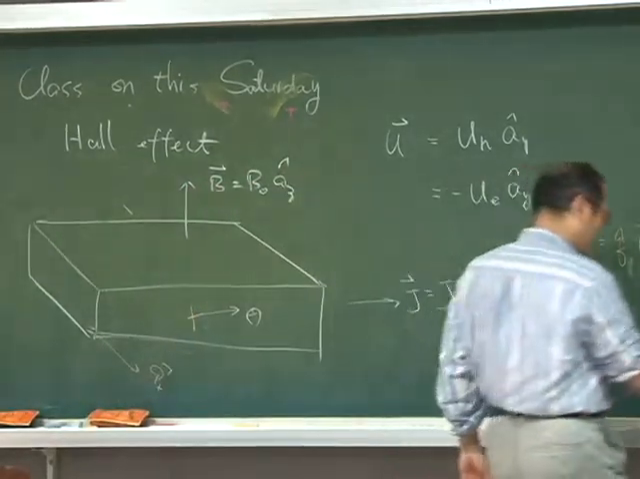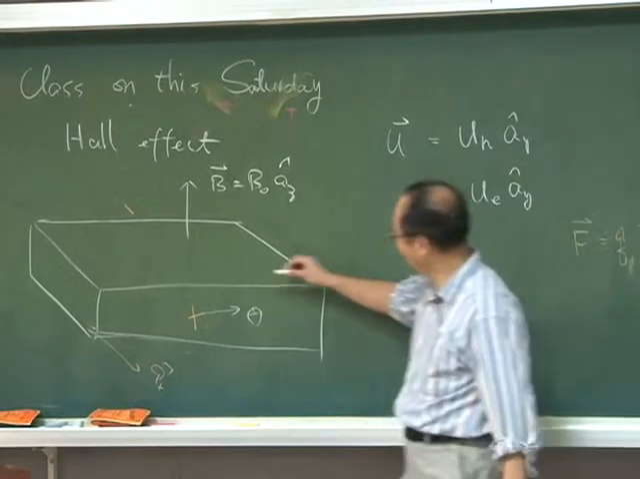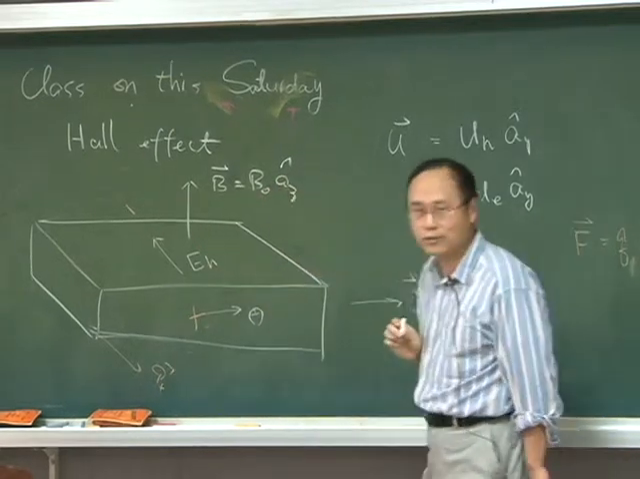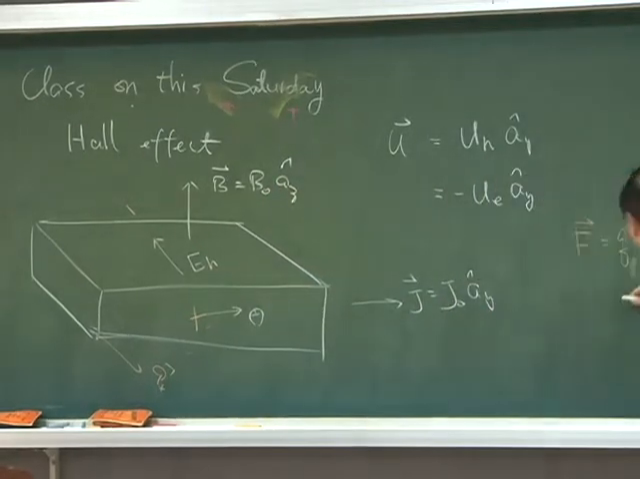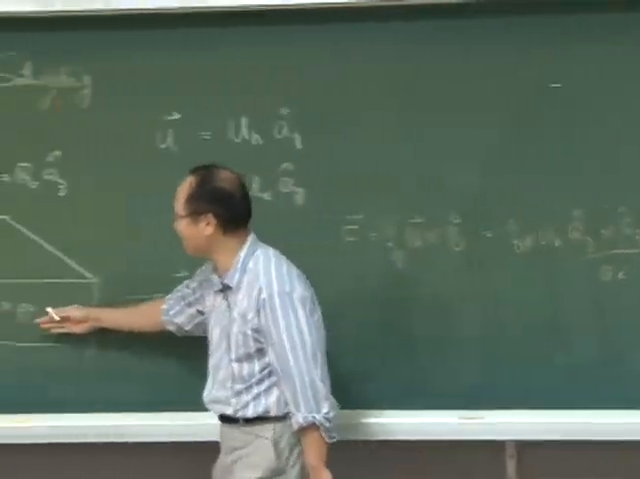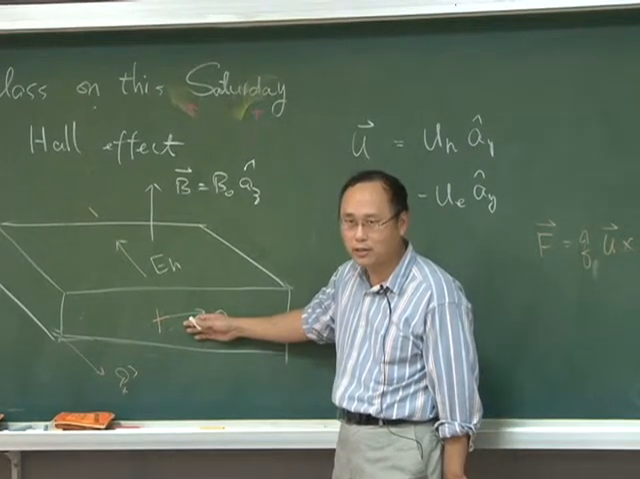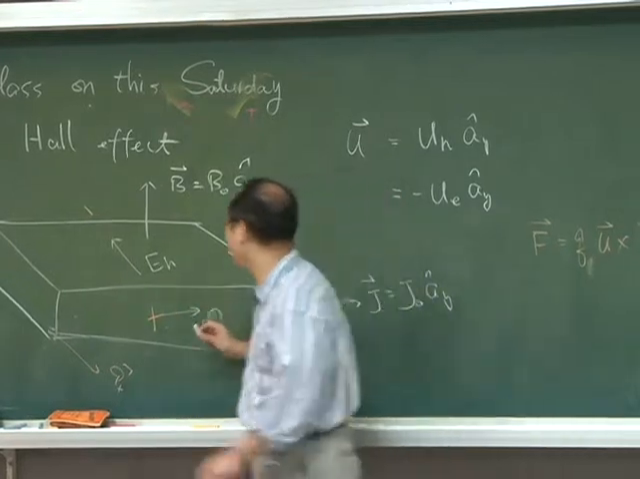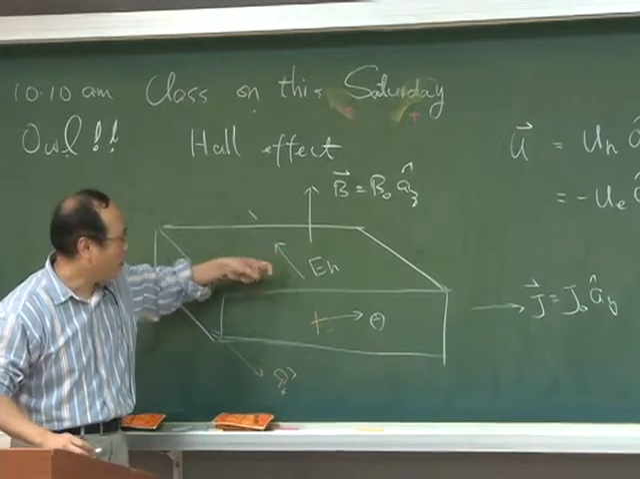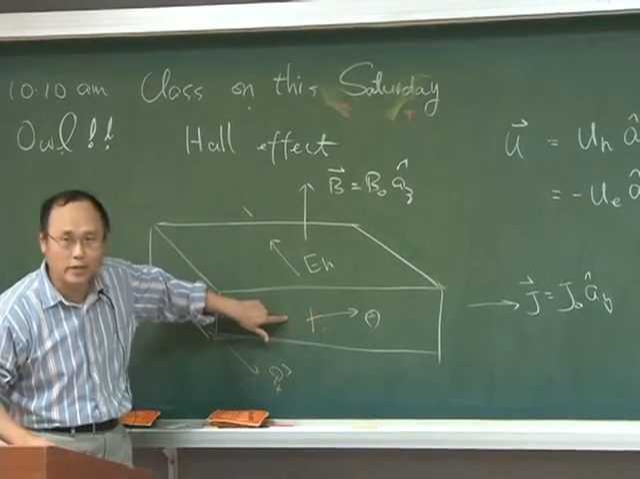Now, this electric field is going to go this direction. Let's call this Hall field. At steady state, you're going to accumulate charges, hole charge on this side. Therefore, you create an electric field from here to here. This is going to be against the motion of the hole to this direction, right?